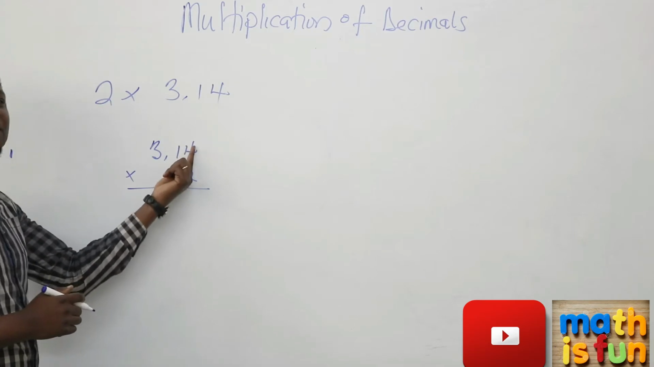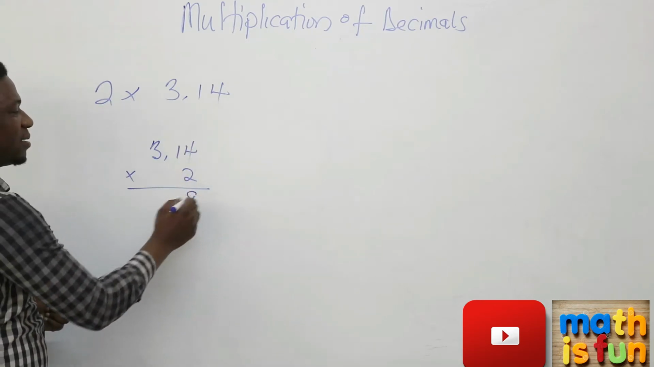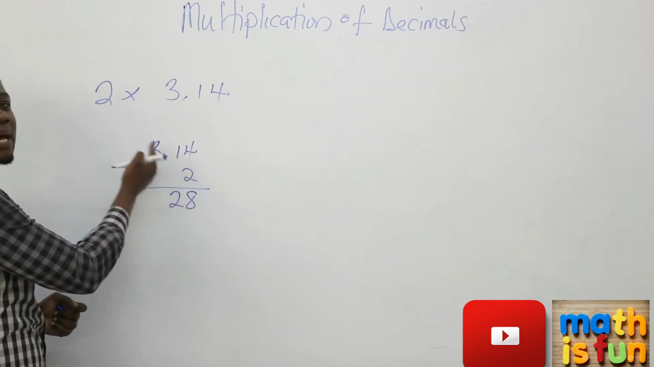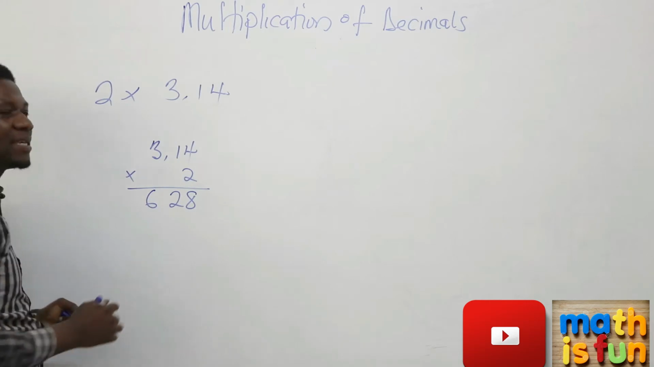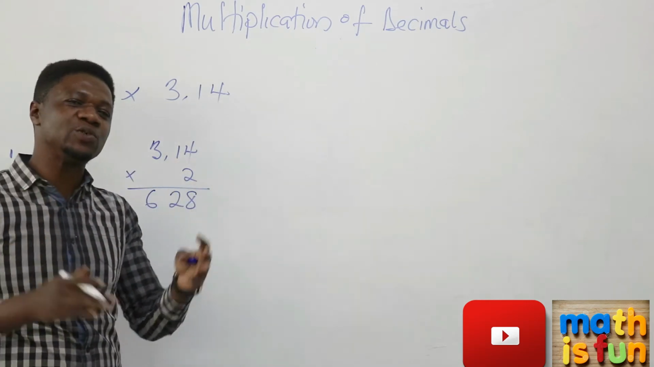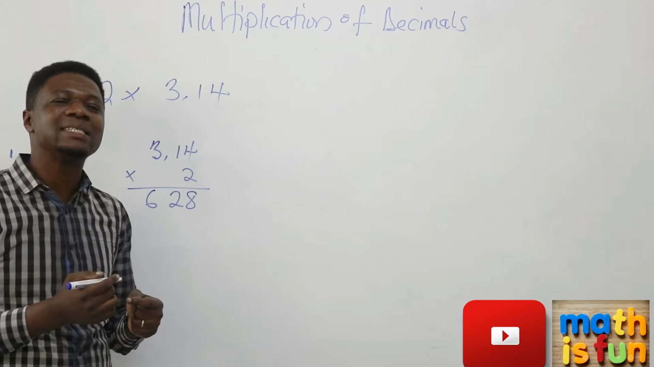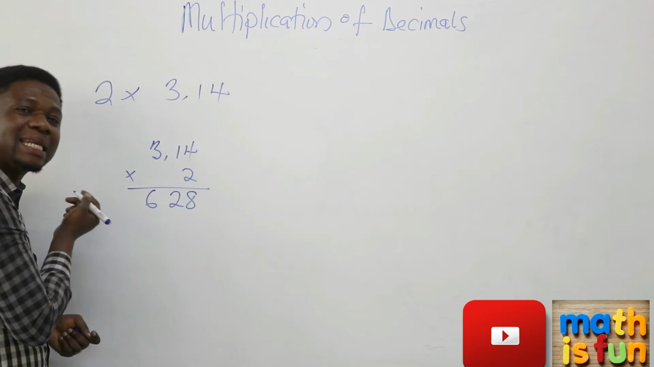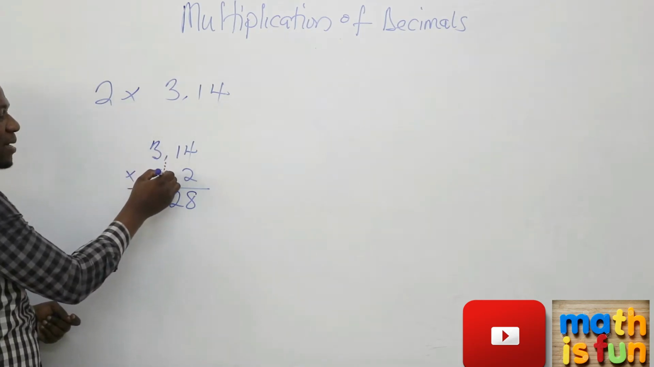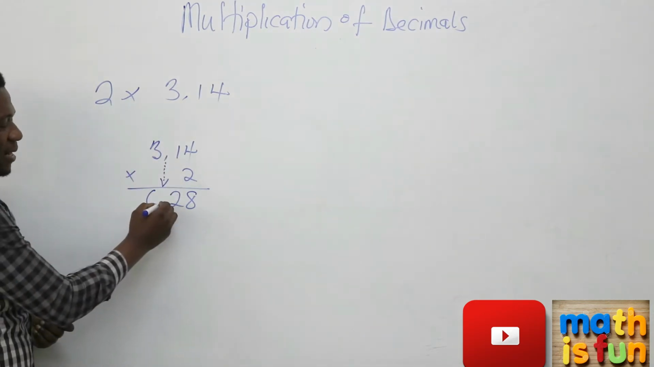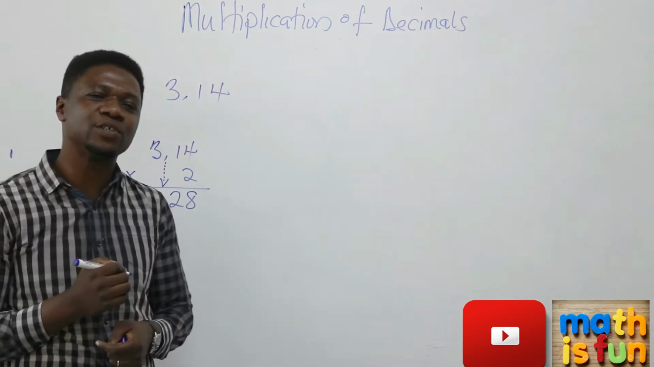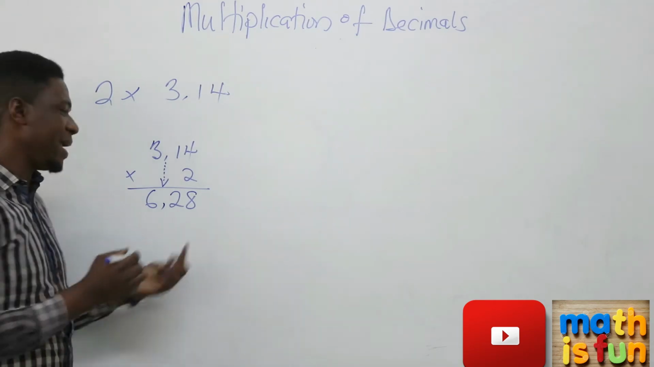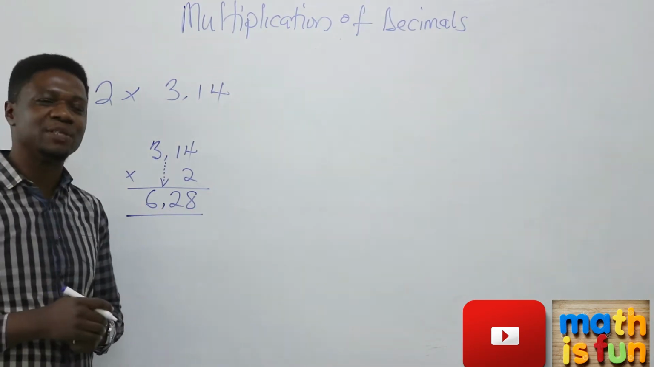2 multiplied by 4 will give us 8. 2 multiplied by 1 will give us 2. 2 multiplied by 3 gives us 6. But the only thing that you have to do after this multiplication is to trace your decimal comma down. So by tracing my decimal comma down, my decimal comma will be in front of 6. So I have 6 whole number, comma 28 as my multiplication.